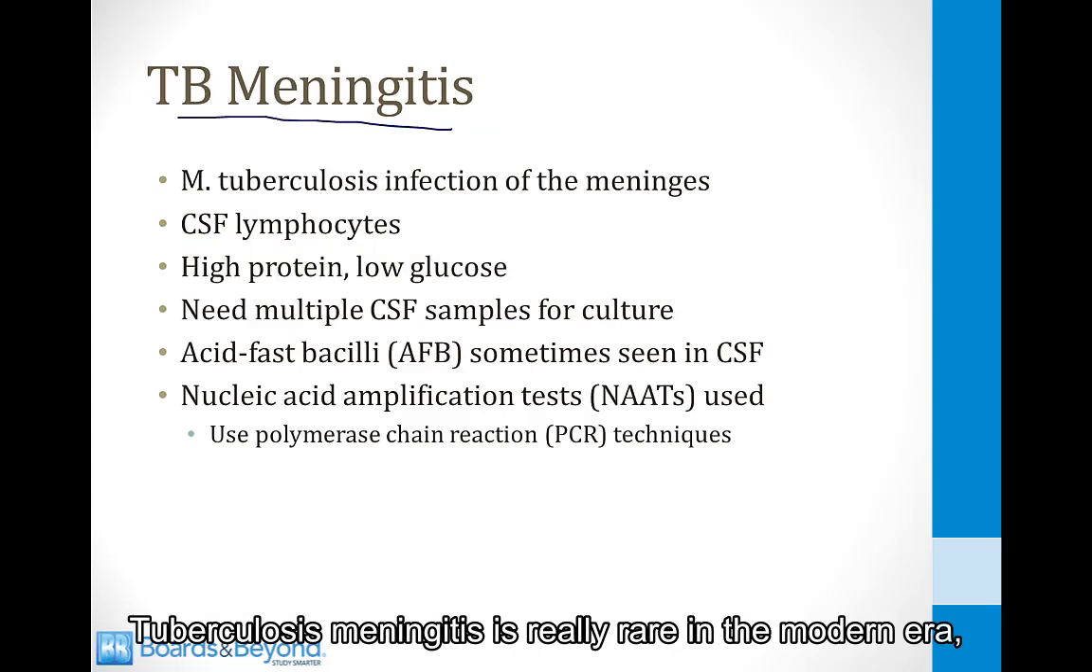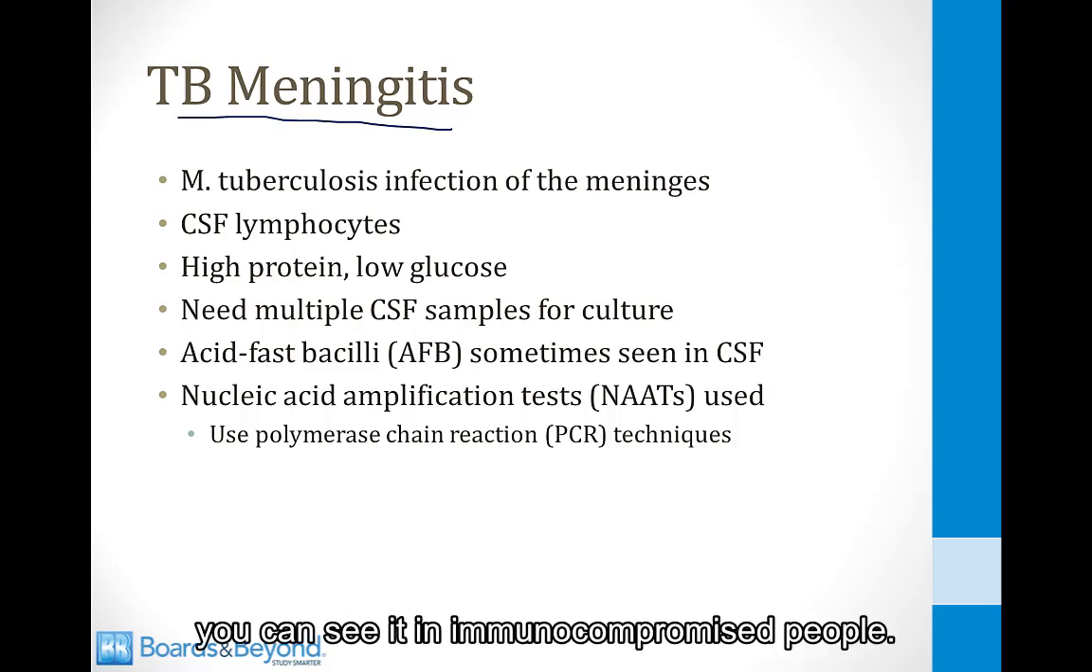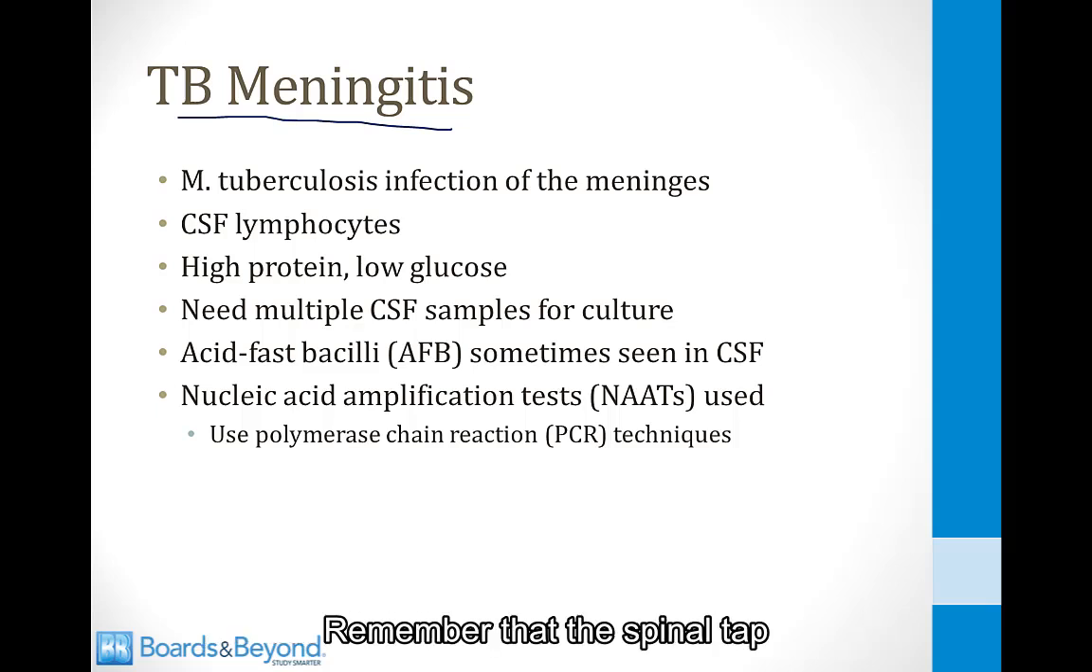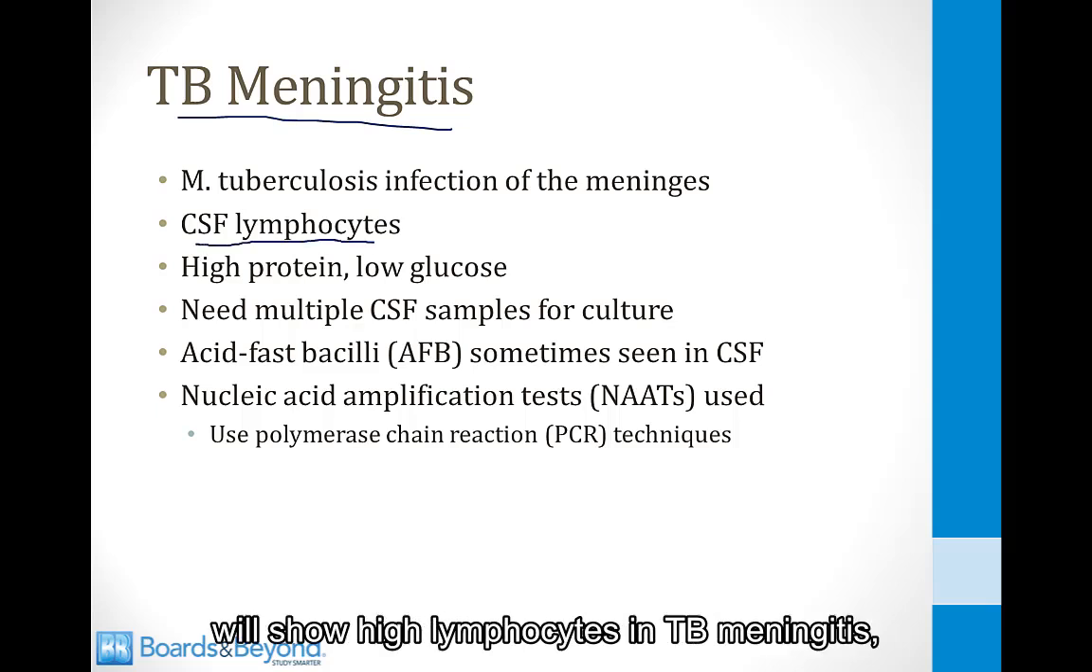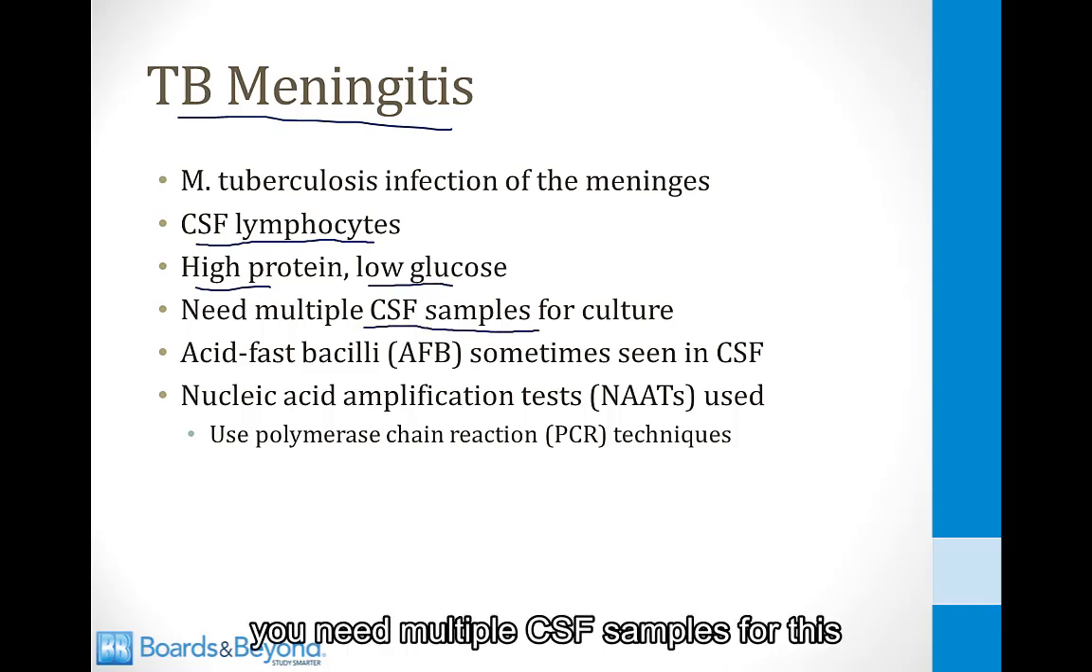Tuberculosis meningitis is really rare in the modern era, but it used to happen a long time ago when TB was more common. You can see it in immunocompromised people. Remember that the spinal tap will show high lymphocytes in TB meningitis, high protein, and low glucose. An important thing to know is that you need multiple CSF samples for this because it's hard to culture TB.